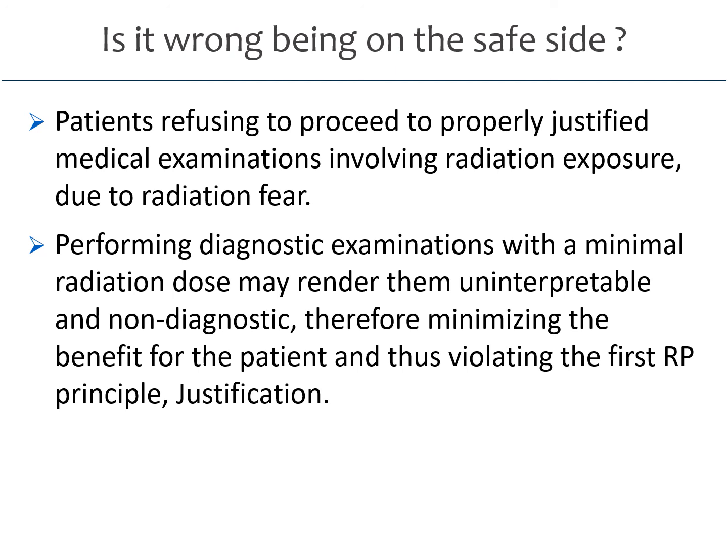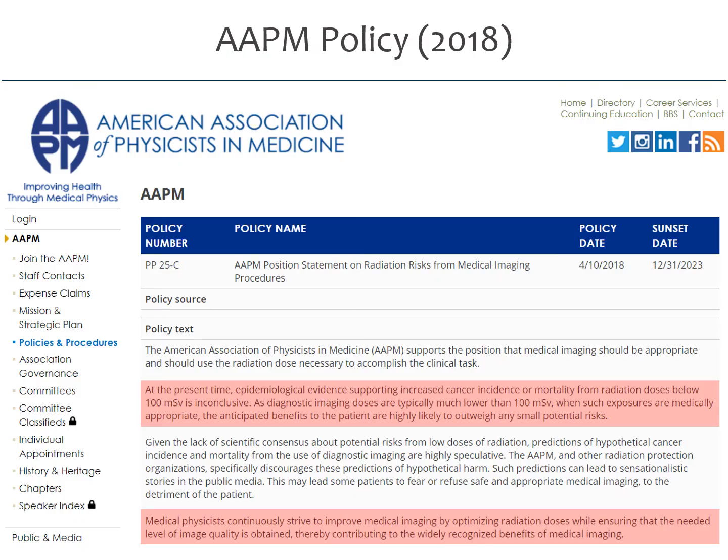And let's not forget that over-reduction of radiation doses for diagnostic medical examinations may hinder image quality and render them uninterpretable and non-diagnostic, therefore minimizing the benefit for the patient and thus violating the first radiation protection principle, the principle of justification. This latter point is very clearly pointed out in the latest AAPM policy statement, which characterizes current epidemiological evidence for cancer risks from radiation doses below 100 millisievert as inconclusive, and stresses that medical physicists strive to improve medical imaging by optimizing radiation doses while ensuring that the needed level of image quality is obtained.